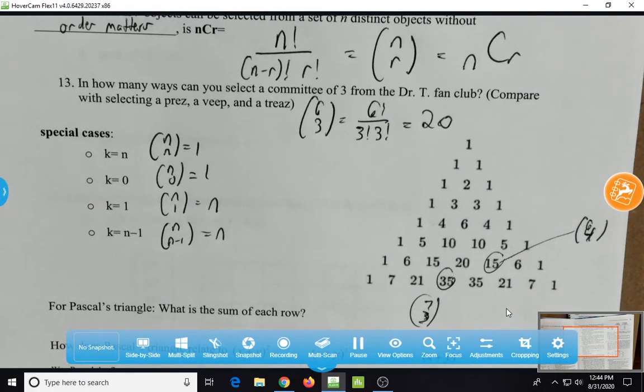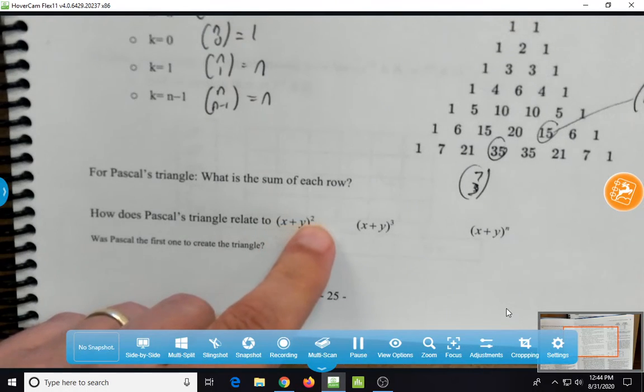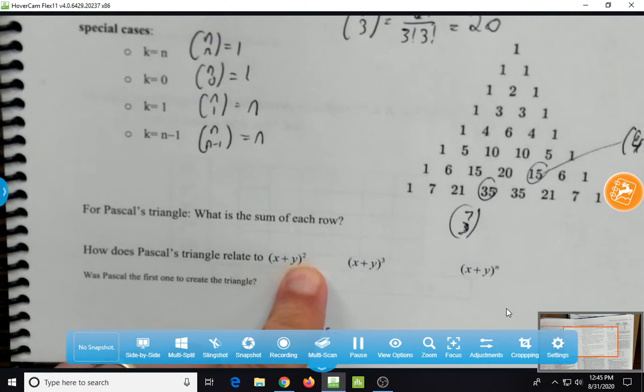By the way, what is the sum of each row? The first one is 1, the second one is 2, and then 4, 8, 16, and so forth. You could kind of see that by how this relates to (x plus y) squared. Remember, (x plus y) squared would be x squared plus 2xy plus y squared.